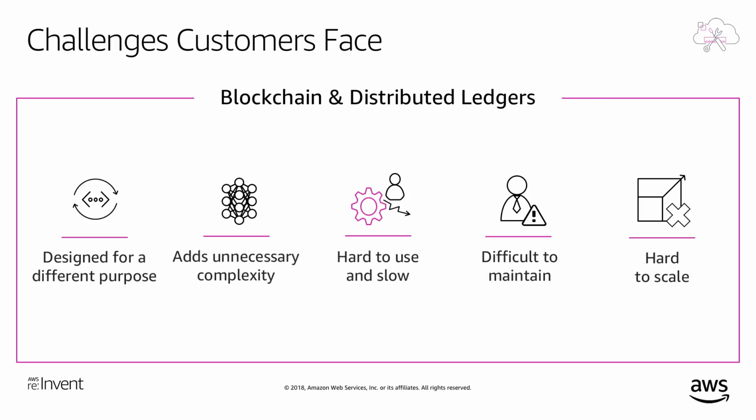And so one of the challenges with blockchain and distributed ledgers is it's designed for a specific purpose, which is a distributed ledger, meaning I have a Bitcoin, for instance, and it has to be able to follow me anywhere. That's distribution. It adds a lot of complexity to it. It's hard to use and slow, meaning that when they talk about Bitcoin mining and things like that, it's very, very compute intensive. And so it's not able to perform some of the transactions against distributed ledgers quickly. Very difficult to maintain and very hard to scale. The hard to scale really has to do with the computational power required to maintain a distributed ledger.